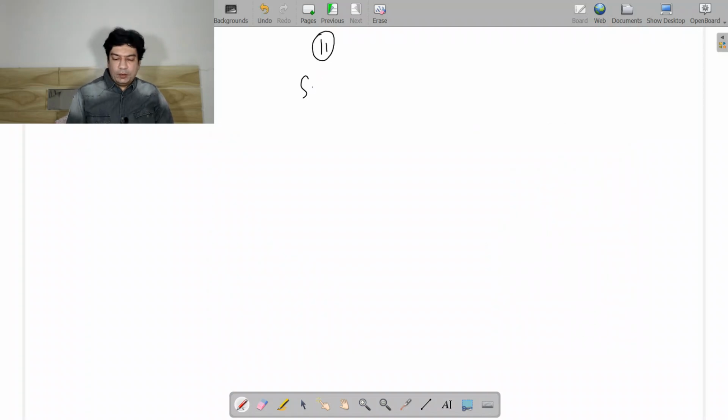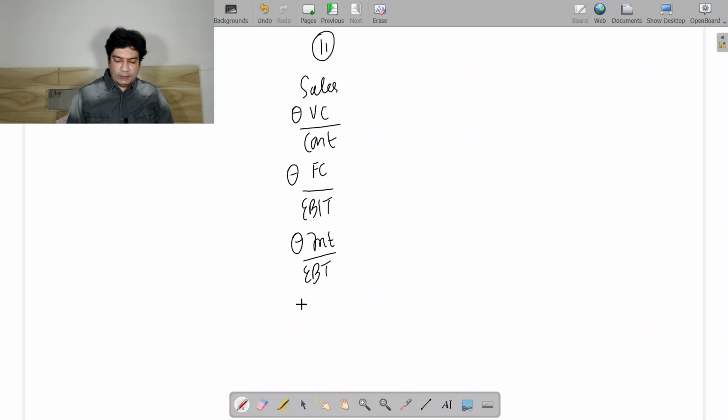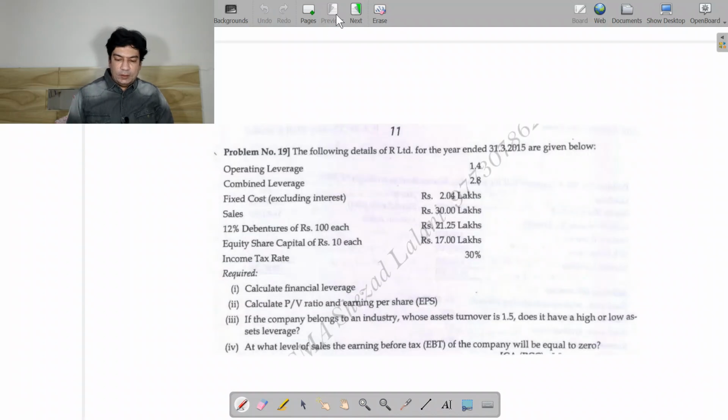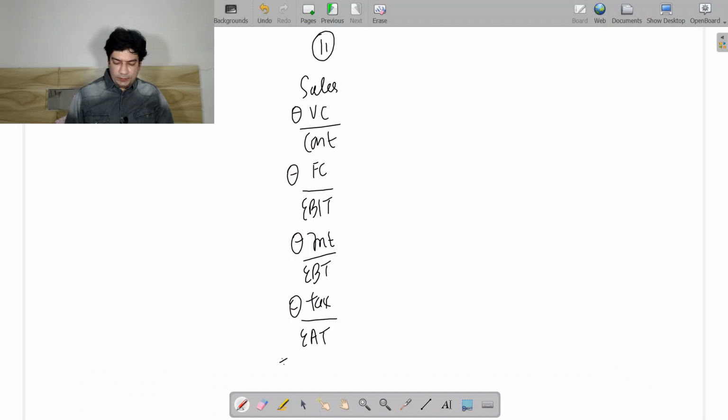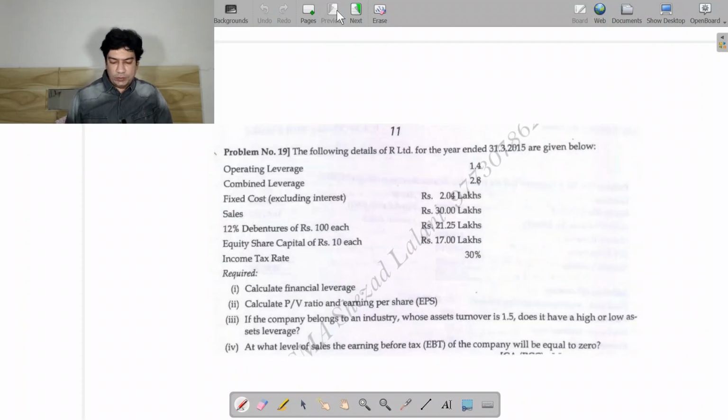First, let me write the format. Sales minus variable costs will give me contribution, minus fixed costs will give me earning before interest and tax, minus interest will give me earning before tax, minus tax will give me earning after tax, and there is no preference share capital, so this I divide by the number of equity shares and I'll get the earning per share. So the entire format I filled out.